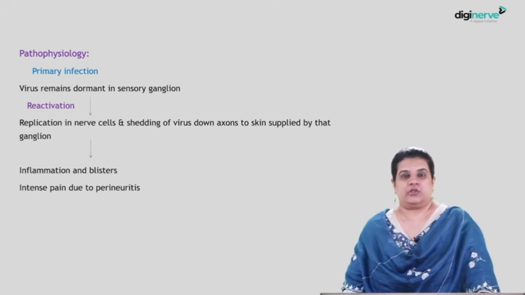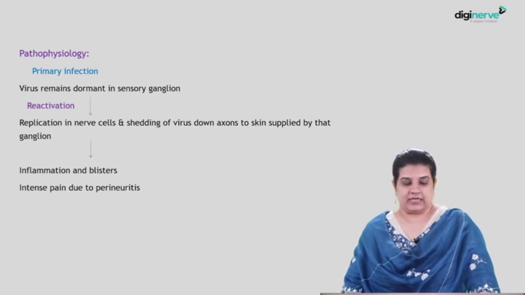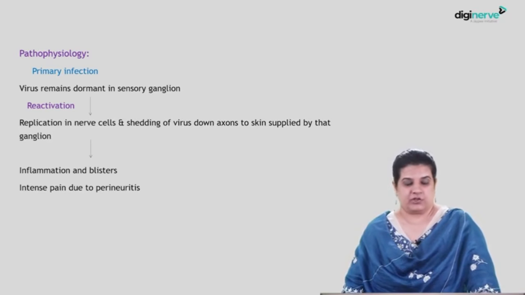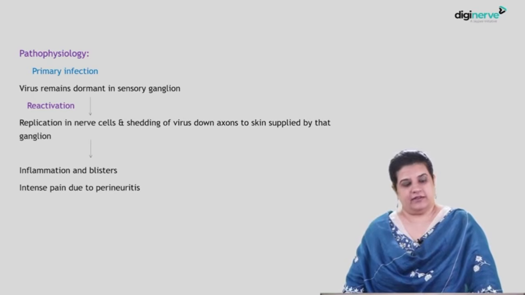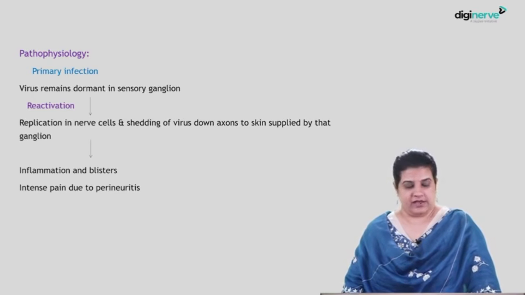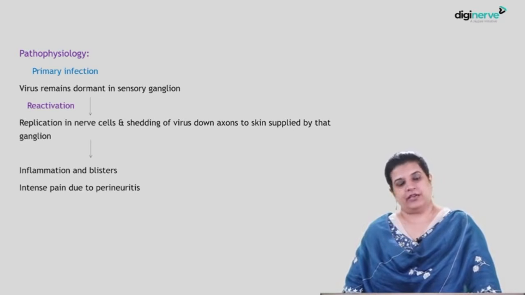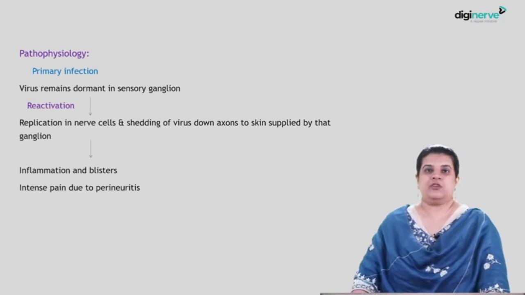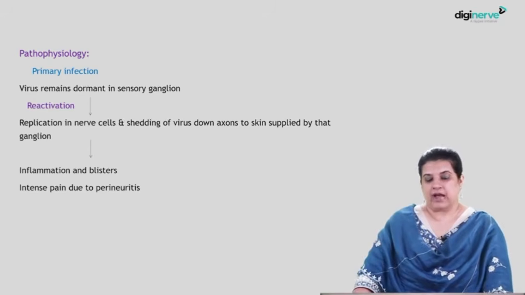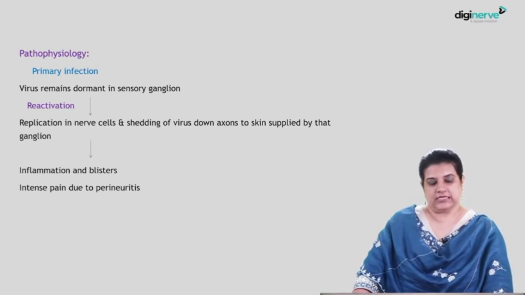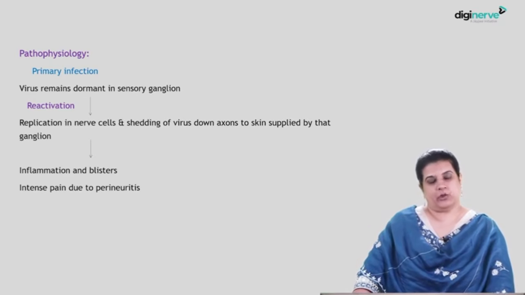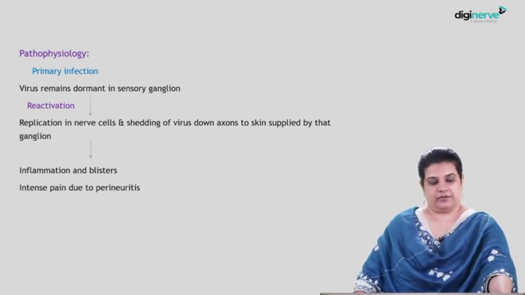The pathophysiology of herpes zoster ophthalmicus is that initially there is a primary infection by the virus, which remains dormant in the sensory ganglion. Any precipitating factor can lead to reactivation of this viral infection, which will result in replication in the nerve cells and eventually shedding of the virus down the axons to the skin, which is supplied by the ganglion. And the patient will present with inflammation and blisters, and there will be intense pain due to perineuritis caused by the virus.